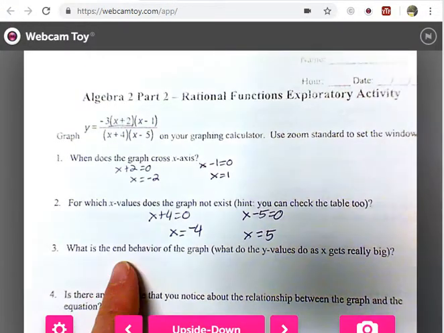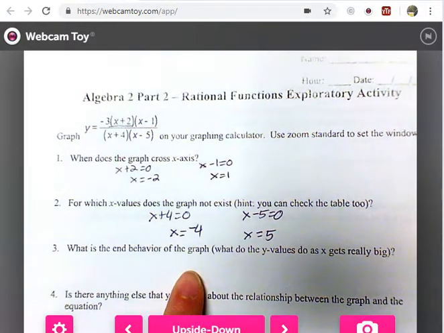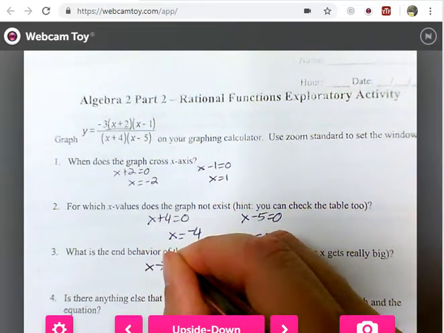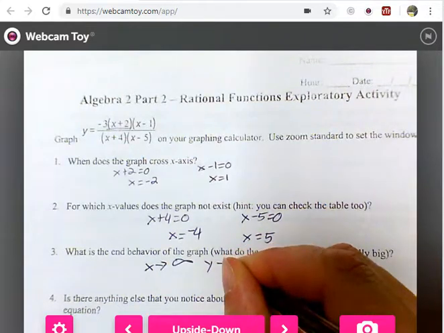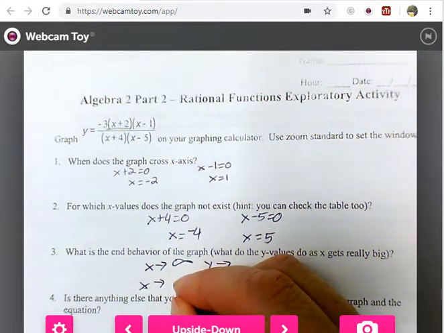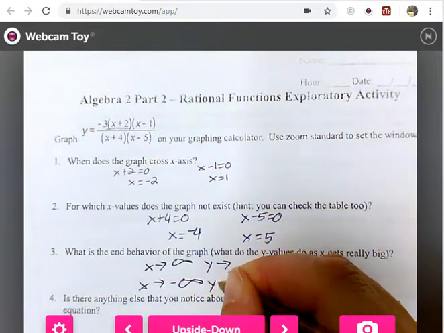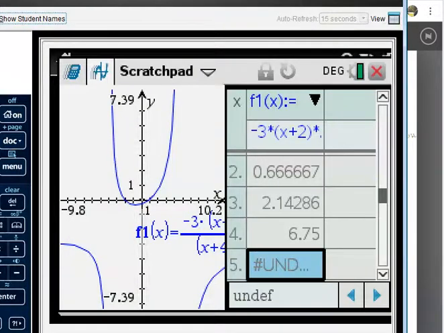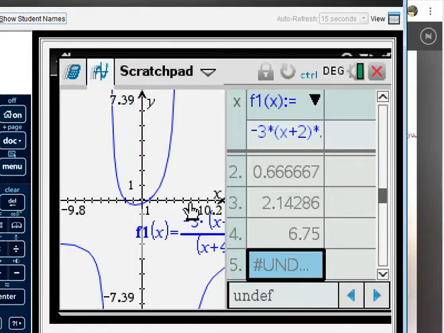So what is the end behavior of our graph? We know we want to set that up as x approaches infinity, what does y approach? And as x approaches -infinity, what does y approach? Okay? So now we're going to go back to our graph. I'm going to hit Control Table so it goes away.